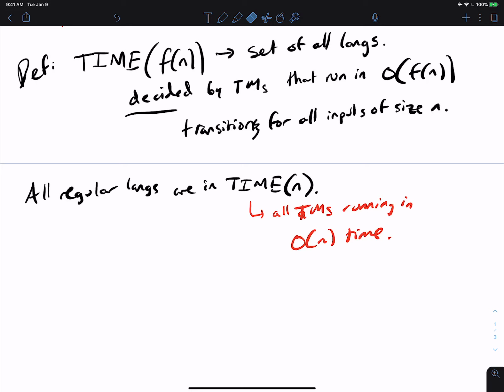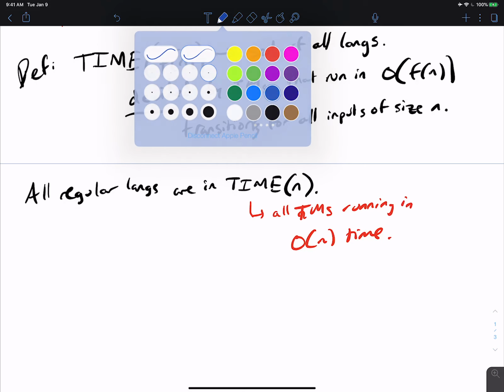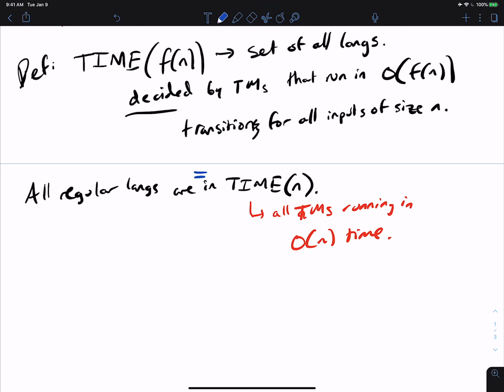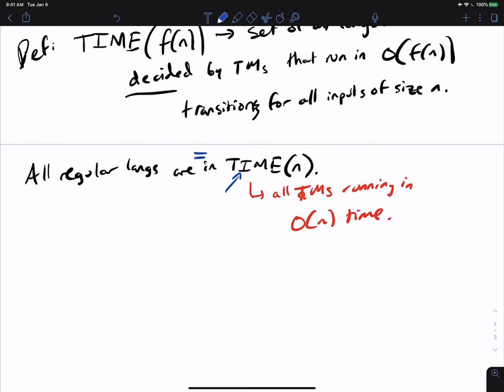So all regular languages are in TIME(n). And if I remember correctly, I'm not exactly sure, but I think they are equal to the class TIME(n). So there's no non-regular language that's in the TIME(n) class. Yeah, that's true. I remember that result. So it turns out that the regular languages are equal to the TIME(n) class, but proving that is a lot harder than this. But every regular language is certainly in the TIME(n) class.